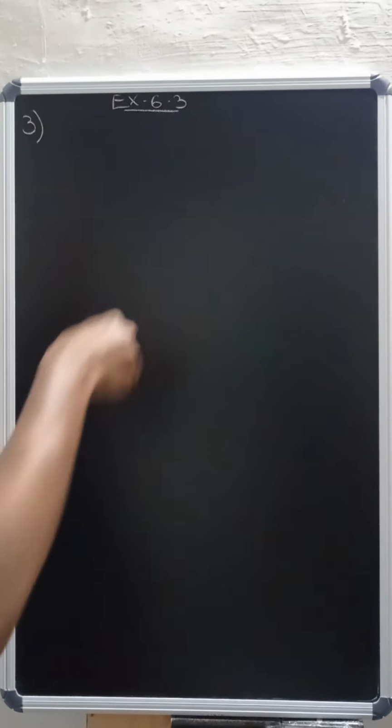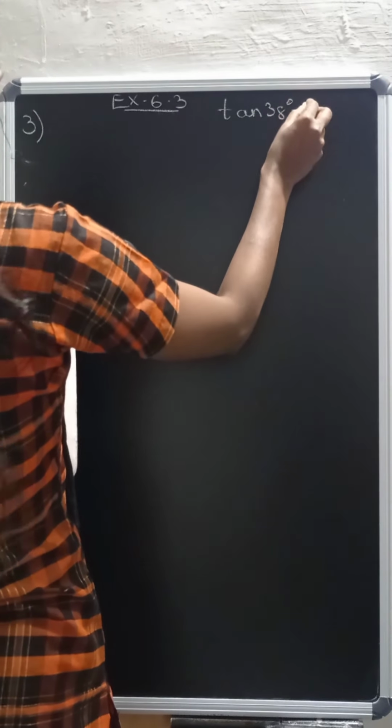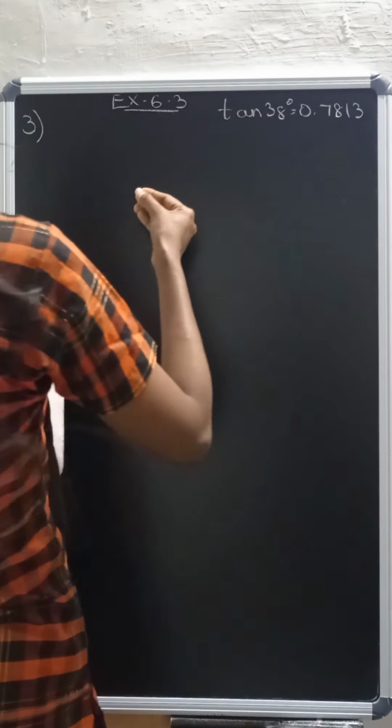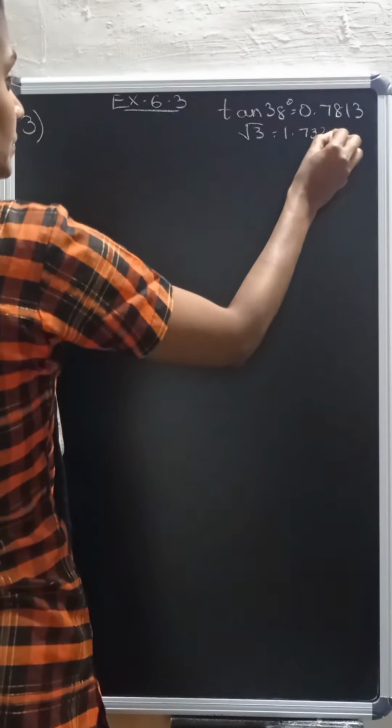Next, third sum. From the top of a tower 60 meters high, the angles of depression of the top and bottom of a vertical lamp post are observed to be 38 degrees and 60 degrees respectively. Find the height of the lamp post. They have given tan 38 degrees is equal to 0.7813 and root 3 value is 1.732.